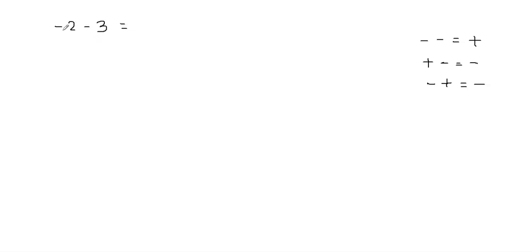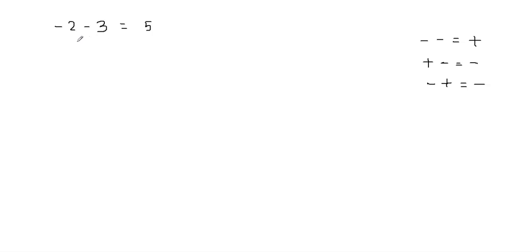Okay, what I'm going to do is see what signs I have in my problem. I have two negatives, so both the signs are the same. Whenever I have like signs, I know that I have to add those numbers, right? So I'm going to add 2 and 3. 2 plus 3 is going to give me 5. Now, what sign do I put in front of my answer? Will that be positive? Will that be negative?